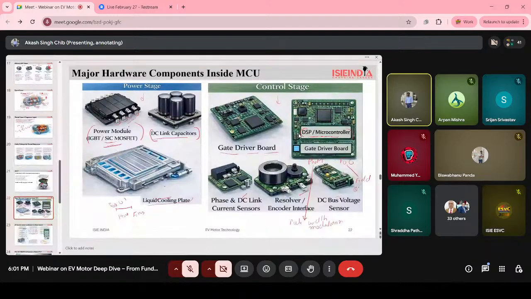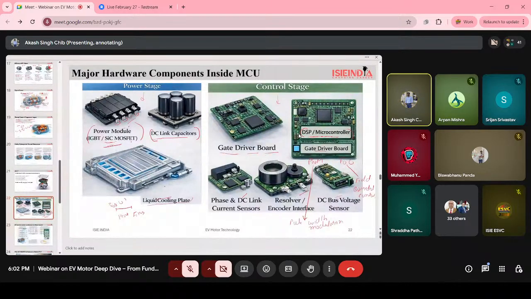Field oriented control. So this DSP microcontroller basically decides how much current and torque to produce. It gives how much power you have to supply to the motor. That's why it decides how much current and torque will be produced. And then comes the gate driver board. Basically it sends switching signals to the IGBT and the SiC MOSFET.